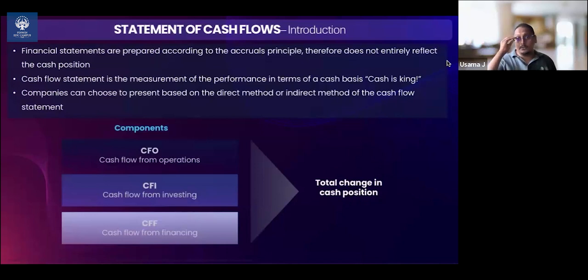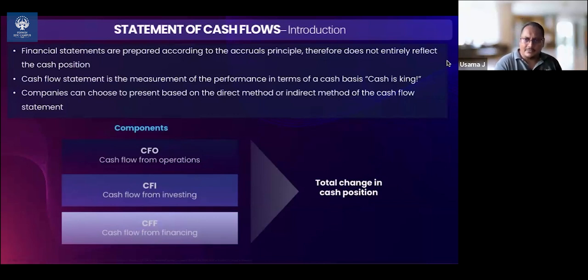What are the components of the cash flow statement? This is a beautiful one, guys. One of my favorite areas to talk about. When you look at the cash flow statement, it will break the components down into the cash flows from operations, the cash flows from investing, and the cash flows from finance.